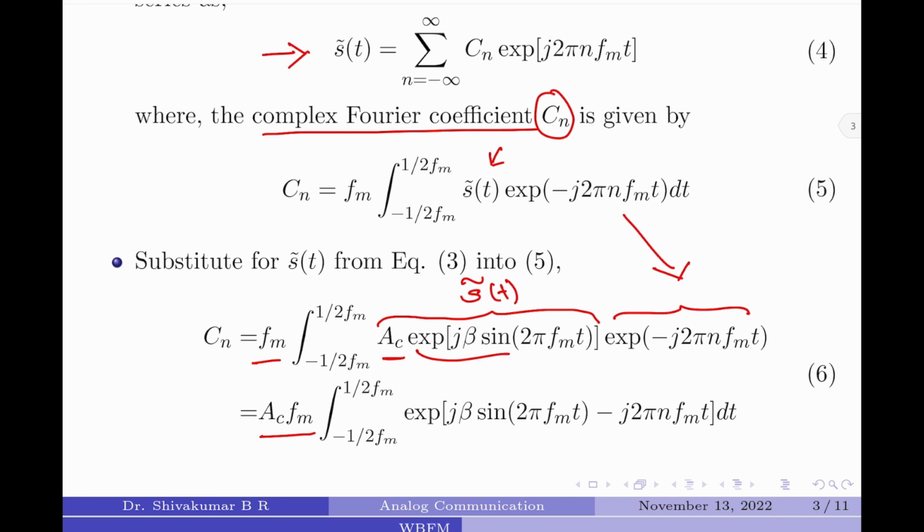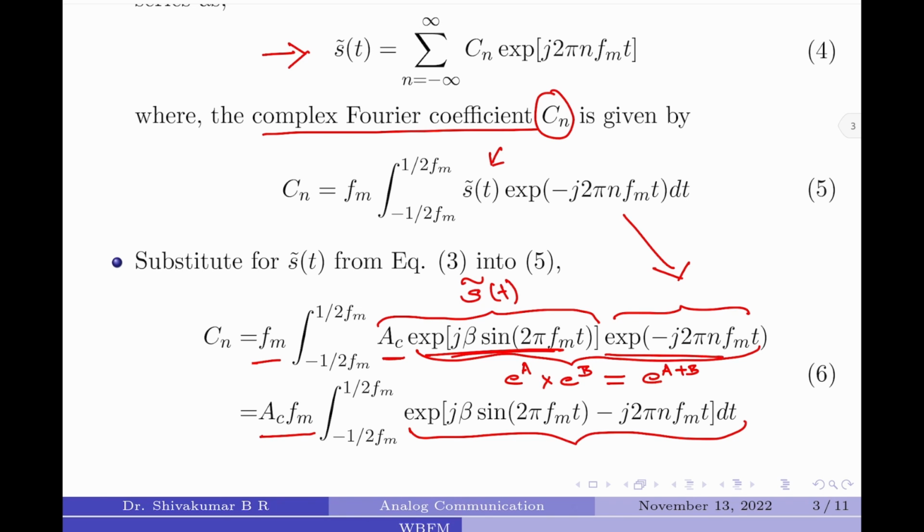Coming to these two terms in the RHS, you will see this is in the form of e to the power a multiplied by e to the power b, which can be written as e to the power a plus b. That is what is done in this part of the equation. So, exponential of a and exponential of b is given as exponential of a plus b.